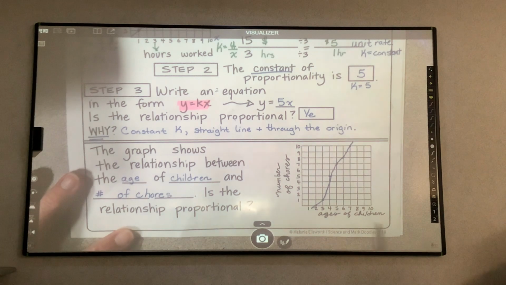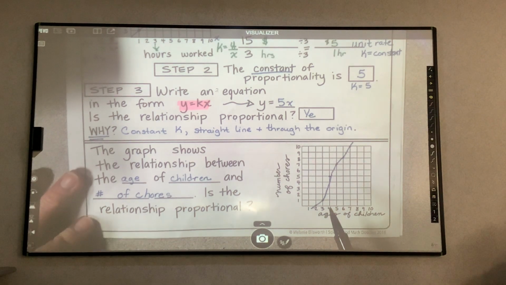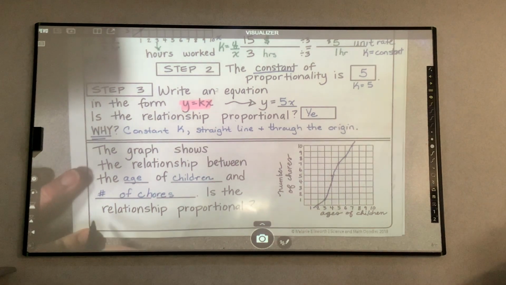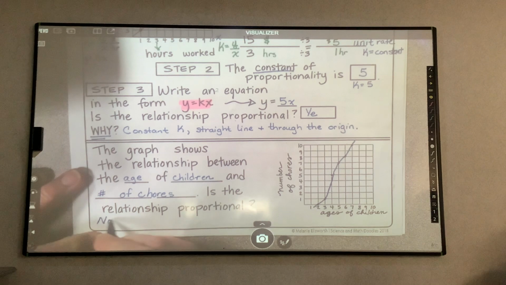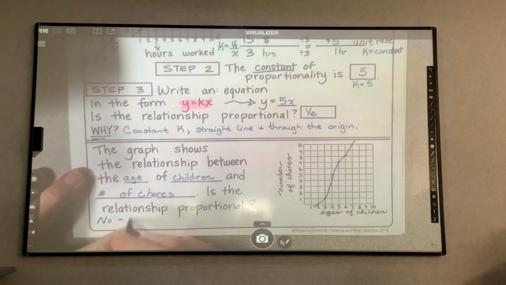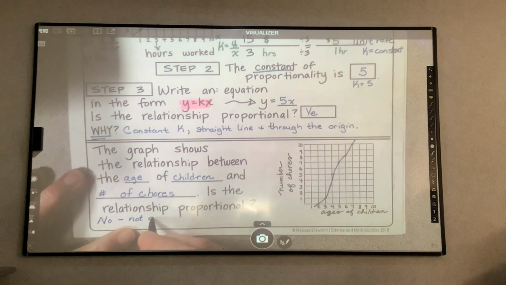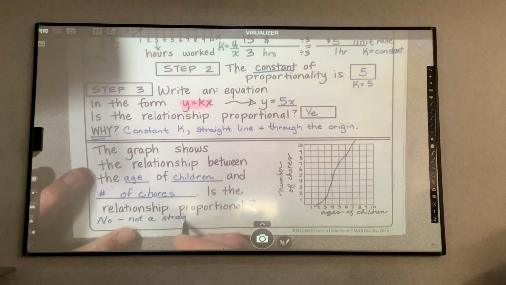Is it a straight line? No. Okay, does it go through the origin? No. So is it proportional? No. Okay, so we would say, is the relationship proportional? No. Now explain it. Not a straight line or through the origin.